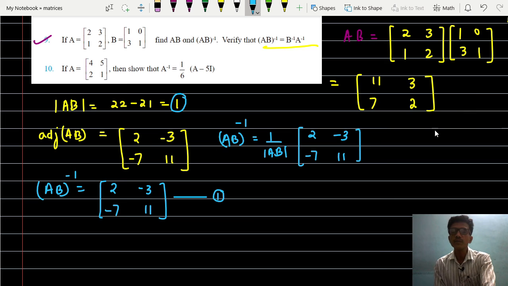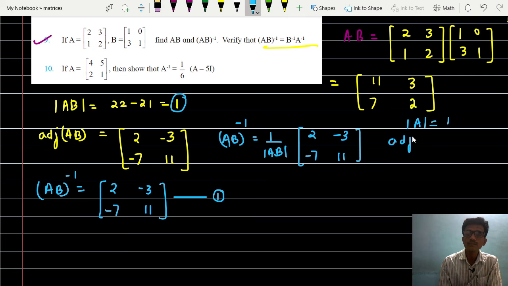Now we find B inverse and A inverse. So B inverse will be what? What is the determinant of A? The determinant of A is equal to 4 minus 3, which is 1. So the adjoint of A is obtained by interchanging the diagonal elements. There will be no change if you interchange the diagonal elements. Simply change the sign of the non-diagonal elements.